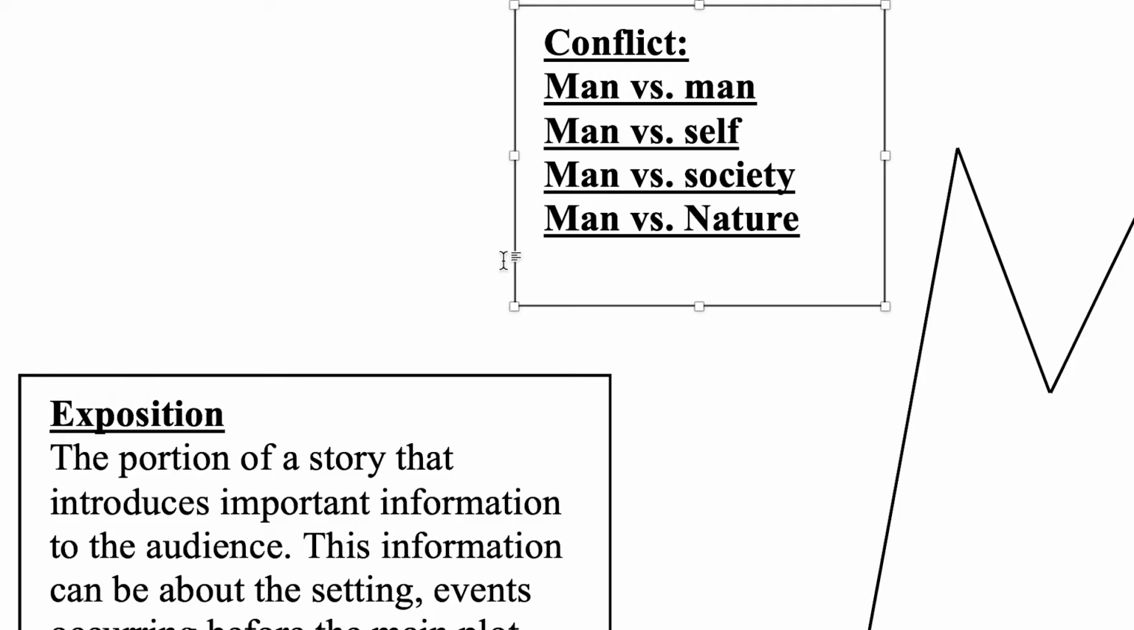Not only are we introduced to the characters, but we're also introduced to the setting, which is where the story takes place. Now, there are four main types of conflict. There's man versus man, man versus self, man versus society, and man versus nature. I'm going to explain these four types of conflict in a later video. However, it's never too late to go and check up on your internet and do a little bit of research yourself.